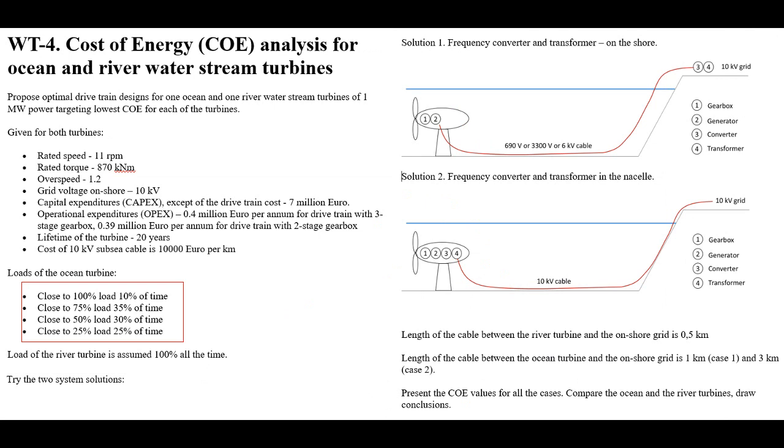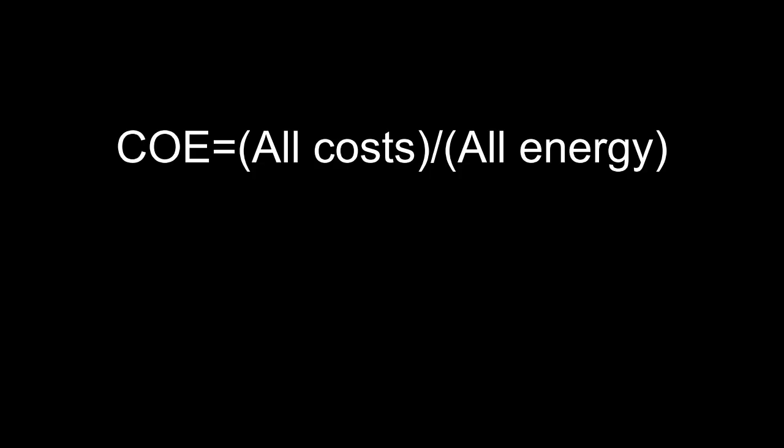So in the task description we have this load profile of the turbine described in a simplified way. We have 4 power levels, 4 load levels: 100%, 75, 50 and 25%, and the time assigned to each of the power levels. So we can see that the turbine has rated power only for 10% of the time. It's not much. So 90% of the time the turbine operates at partial loads. Now to the cost of energy calculation.